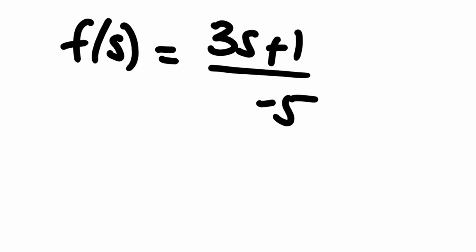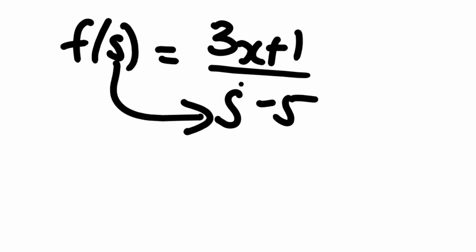So if you have something like s minus 1 at the bottom, and at the top they rather have x, x is not our independent variable, but s is our independent variable, and it's found at the denominator. So this is a rational function.